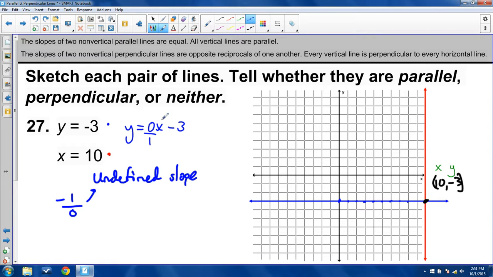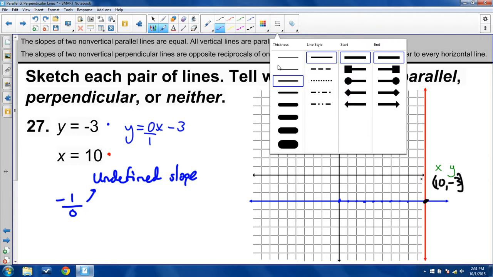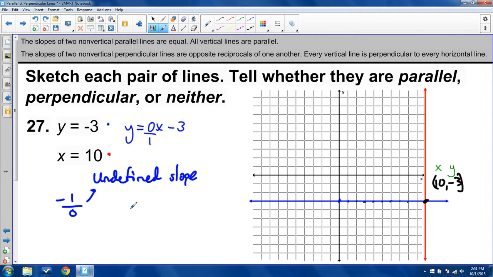These are opposite reciprocals of each other. It's hard to mention slope when you're talking about something undefined because it doesn't really have one, but all vertical and horizontal lines are perpendicular to each other. So that's probably something good to know. So these ones are perpendicular.